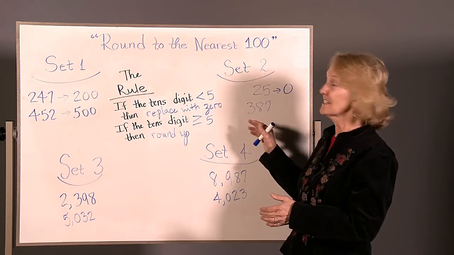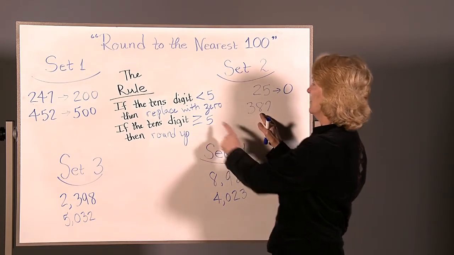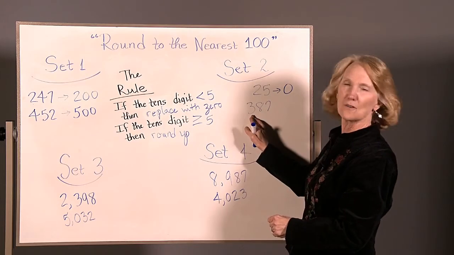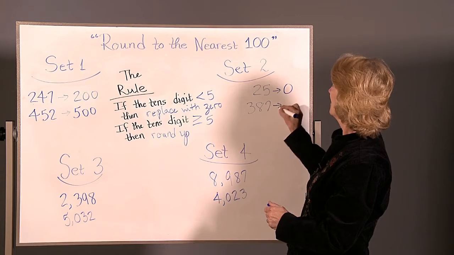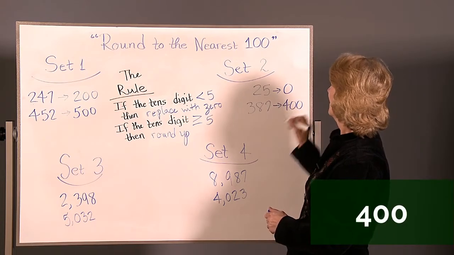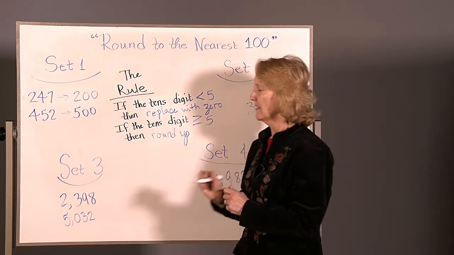Okay, 387, you just look at the tens digit. That is greater than or equal to 5, so you make this hundreds number go up. So you round it up to 400. $387, you'd be pretty close to 400. Let's do the next one.